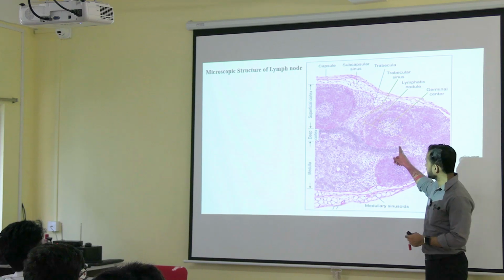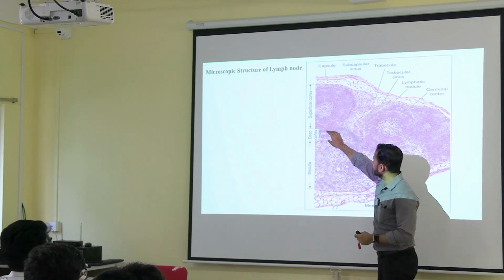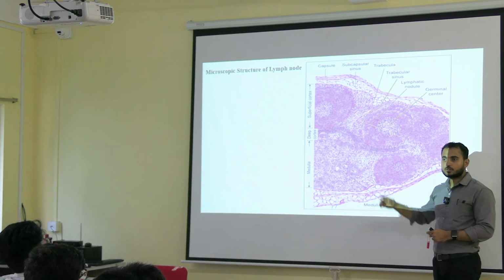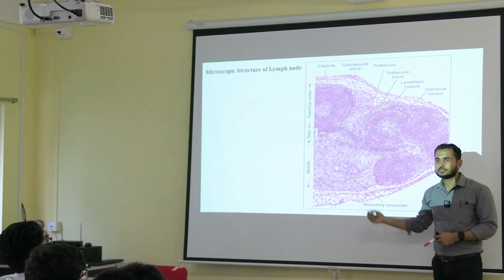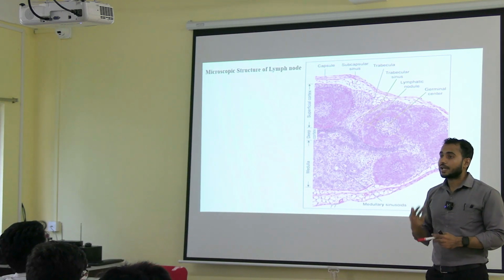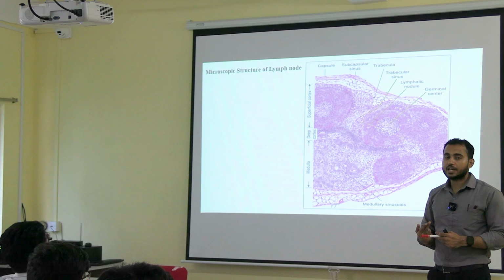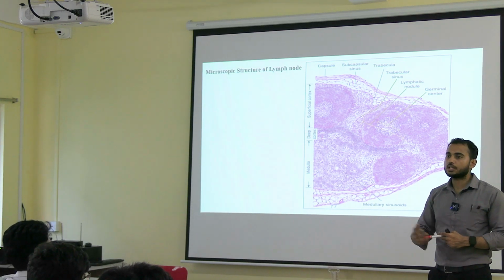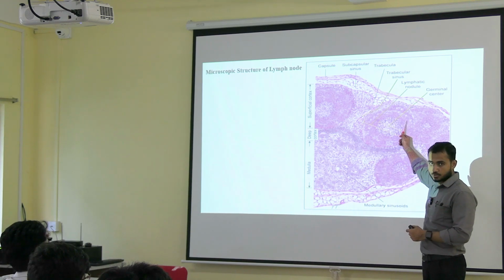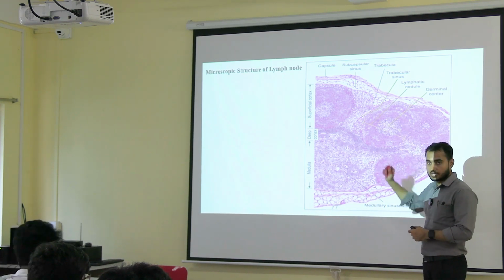Okay. Next, this particular part is the paracortex. As you can see, this particular part is the paracortex. Okay. So, paracortex is also called as thymus dependent zone. Why? More number of T lymphocytes are present. ठीक है. यहाँ पे रहेगा B lymphocytes. Okay, यहाँ पे रहेगा T lymphocytes.